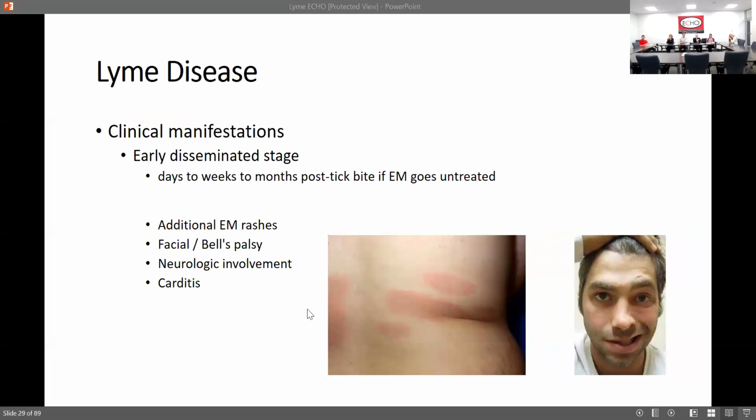Migrans phase, you can sometimes catch people with a couple of erythema migrans, and these can be multiple to many. So you can have them all over the body. You can have Bell's palsy as part of early disseminated disease.